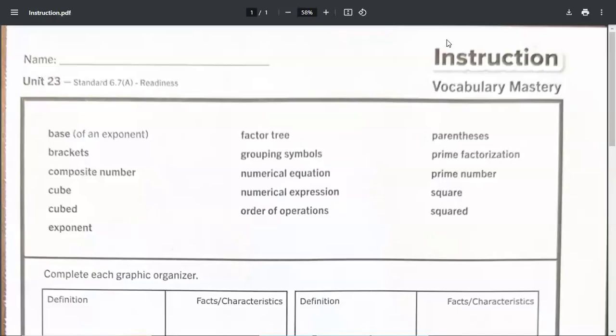All right, so on this unit, we're gonna start using and learning order of operations. These are like the vocabulary mastery stuff that you're gonna need to know and that we're gonna go over during this unit.